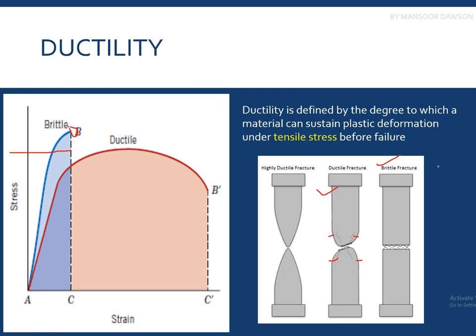So these kinds of failures are very catastrophic. If the material is brittle, it would not indicate that a fracture is going to happen in the future. But in a ductile material, it would neck out, and you can tell that a fracture is about to occur, so you can easily replace the specimen.